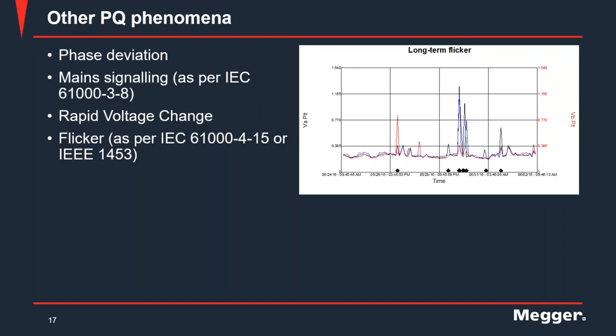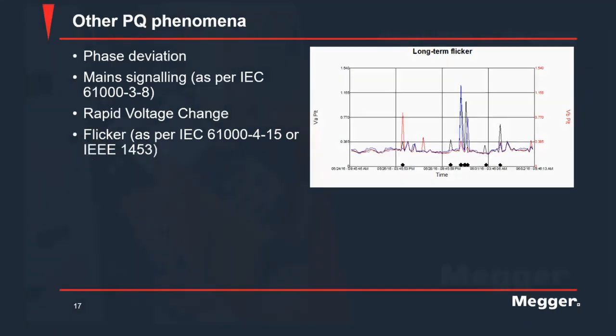Other power quality phenomena include phase deviation events, where the phase angles deviate from the nominal angles, mains signaling, which is detection of high frequency signals sent over power line carriers, and rapid voltage change events, which are similar to sags and swells, where there's a change in the RMS voltage. Flicker events: flicker values are measured as per the IEC 61000-4-15 or IEEE 1453, which derives from the IEC standard. And you can get short-term and long-term flicker values, the terms that Andy covered in his part.